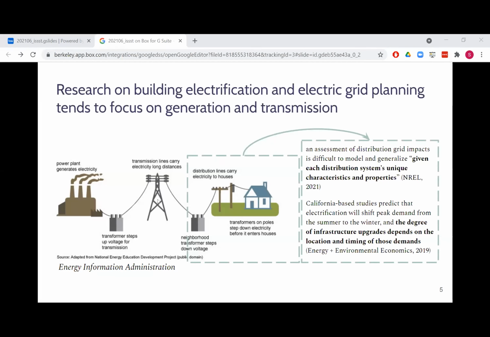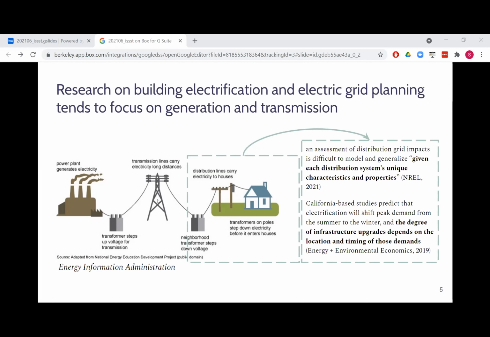And part of the reason for this is detailed by the National Renewable Energy Lab, or NREL, in this quote, which is that an assessment of distribution grid impacts is difficult because each system has unique characteristics and properties, which makes a lot of sense. And so this analysis really should be place-based. And some studies in California have done initial calculations, and they predict that electrification will shift the peak demand in California from the summer to the winter. And so maybe electric infrastructure will be more fully utilized as electrification becomes more common. But some of these studies do acknowledge that infrastructure upgrades might need to happen, but the degree just depends on the location and timing of heating demands.